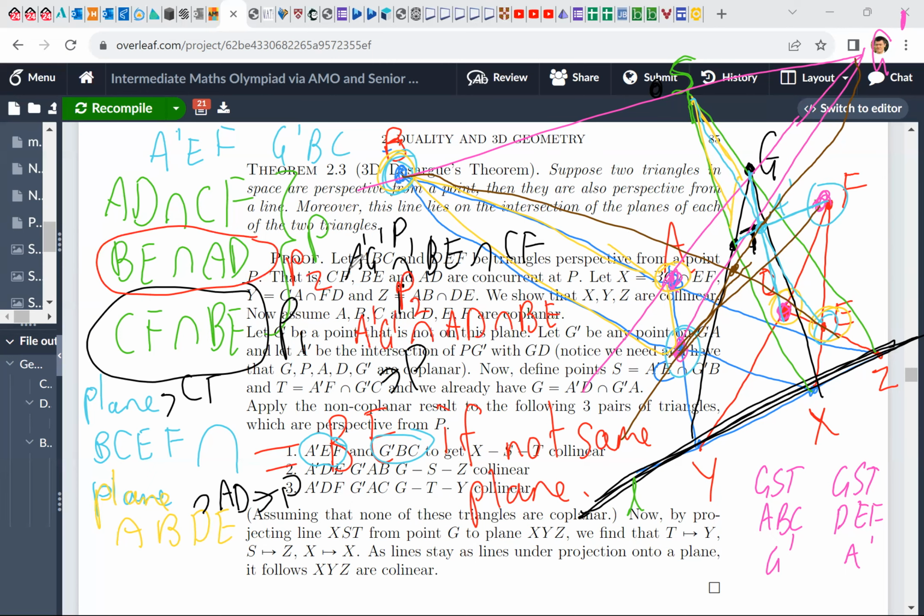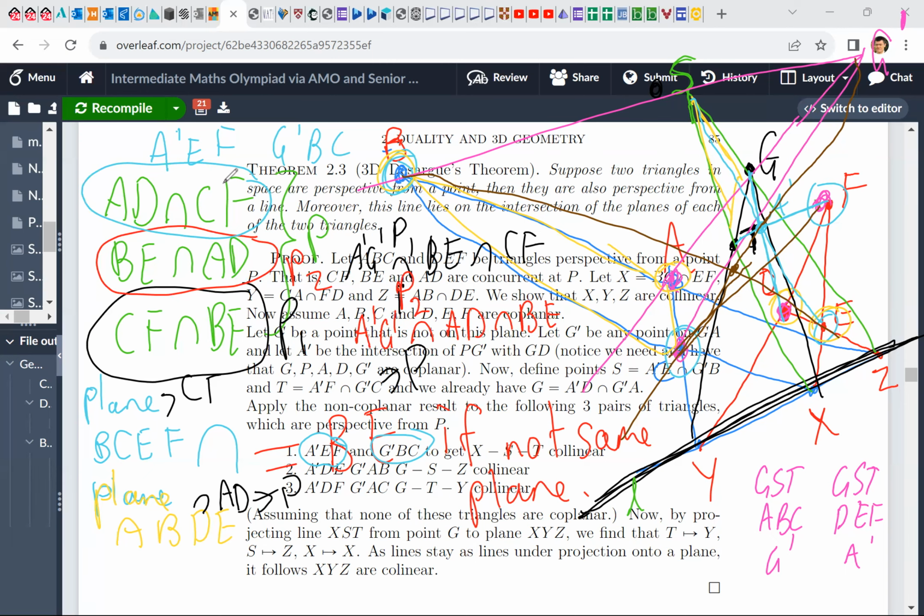Obviously you can do the same thing and get P3, but I think we already have enough with P1 and P2. P1 and P2 are both the intersection of A prime G prime with BE, so they're already the same point. So P1 equals P2, and you actually have all three things equal to a P, which is the conclusion of the statement.